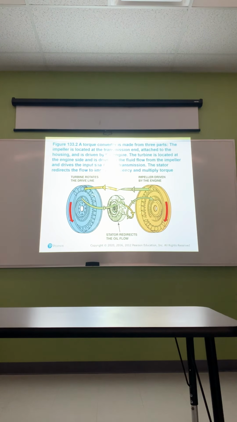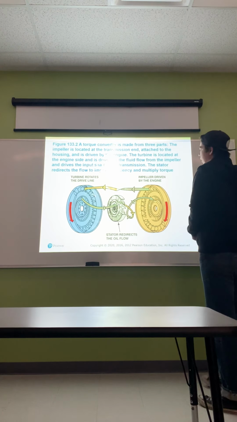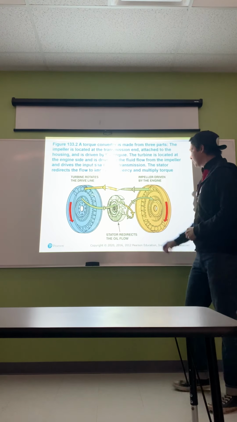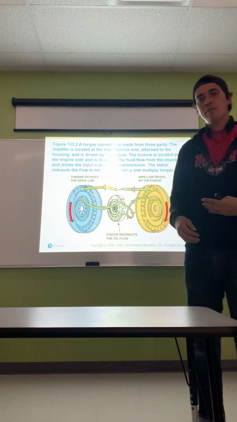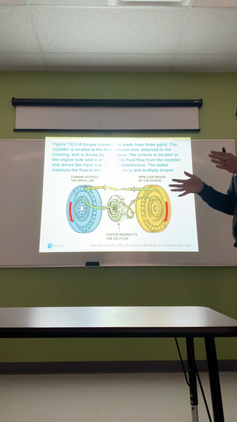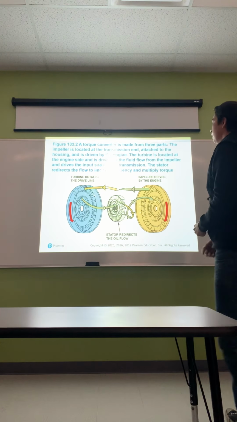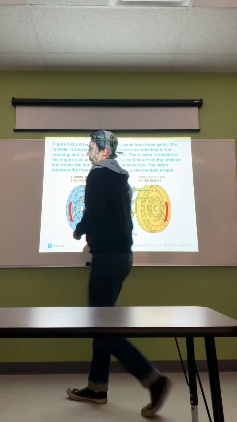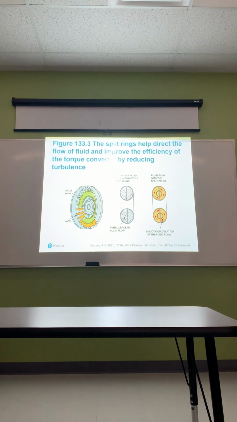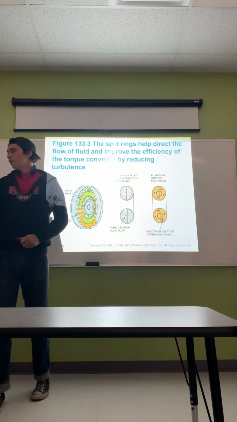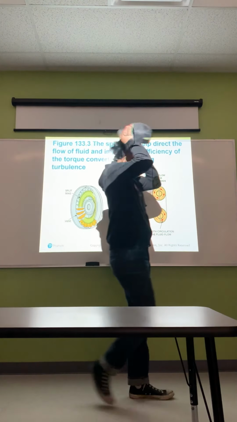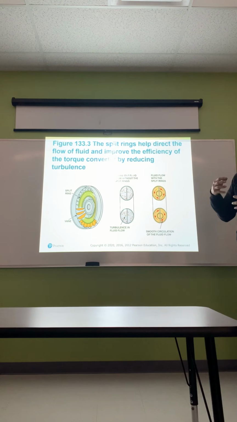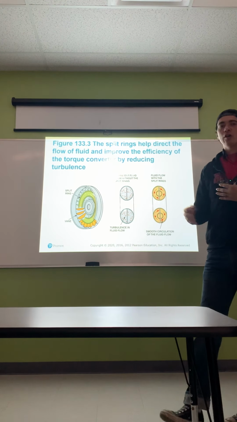The stator redirects the flow to improve efficiency and multiply torque. So the stator here is where we're able to control the amount of flow going through, and also to have that separation between the engine and the transmission. The split rings help direct the flow of fluid and improve the efficiency of the torque converter by reducing turbulence. So split rings are basically like a vibration dampener. It's to help keep a steady flow of fluid going through.